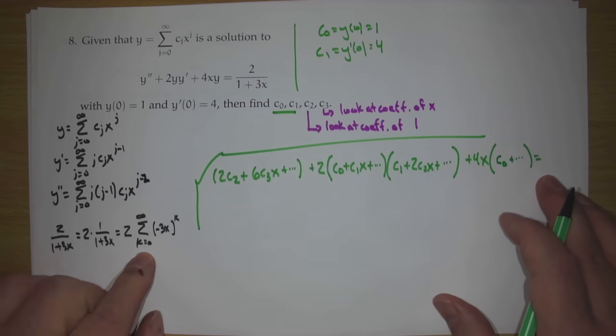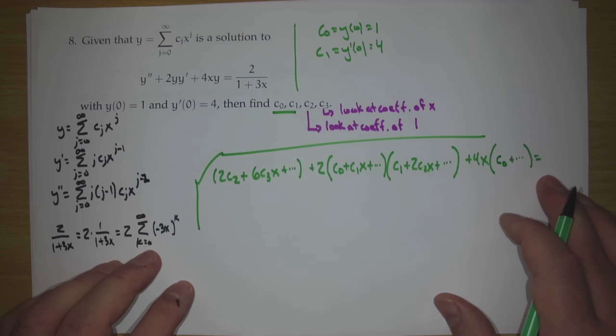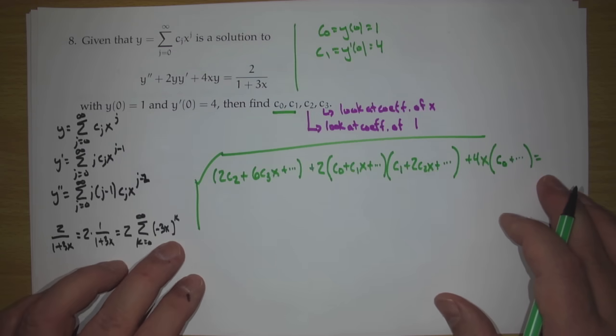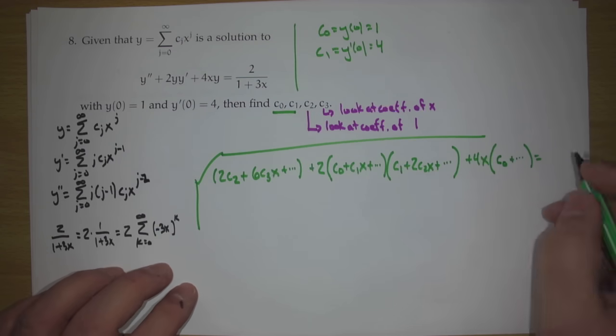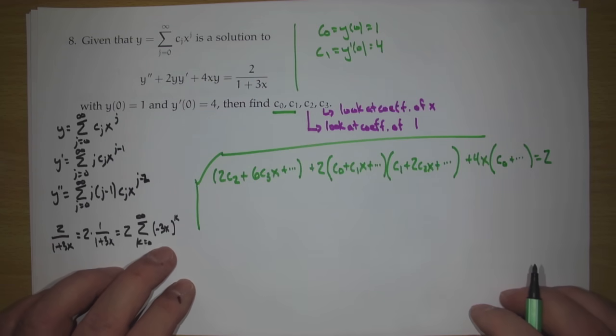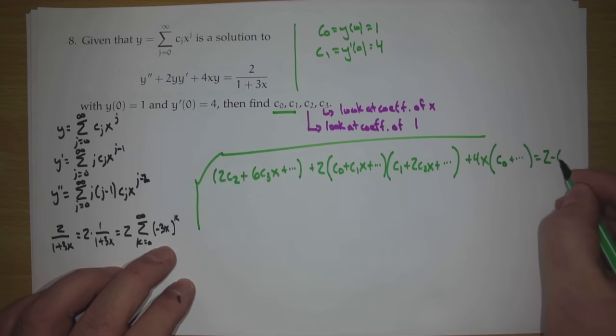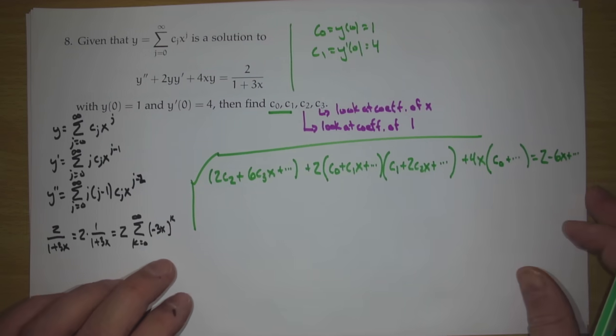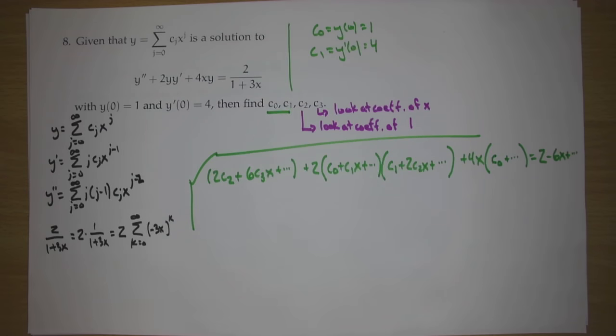So, what's the first term look like? Plug in k equals 0. You get 1, and don't forget times 2. 2. What's the next term look like? Negative 6x. And then? We don't care. Now, believe it or not, everything we need to finish the problem is there. We just need to extract it. How do we do that?